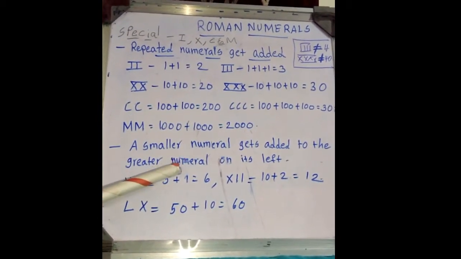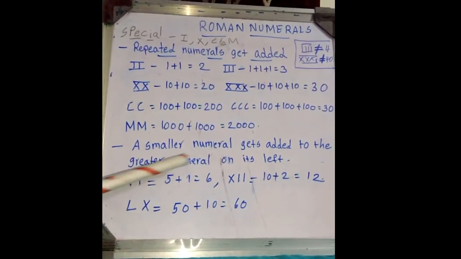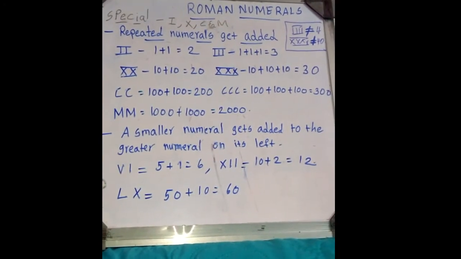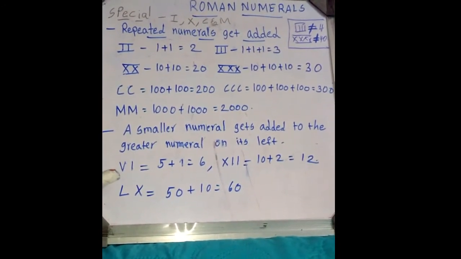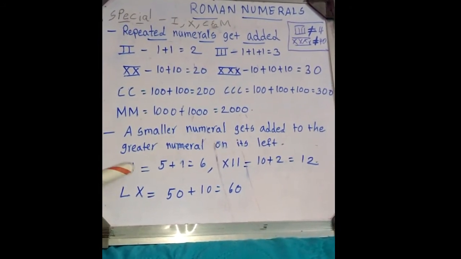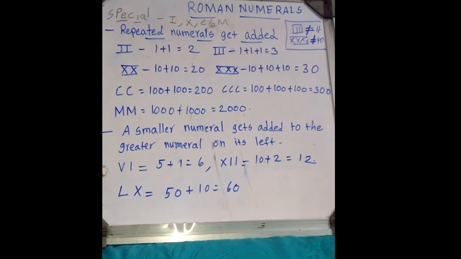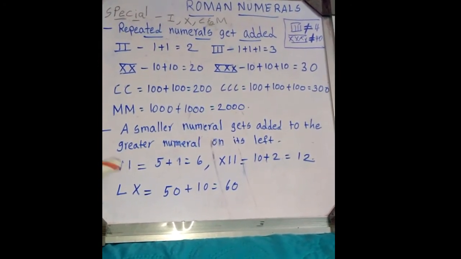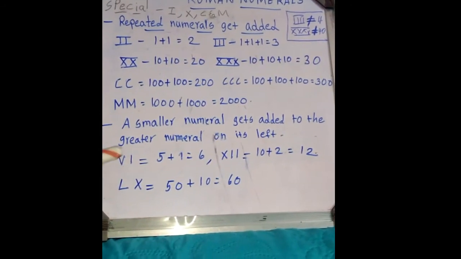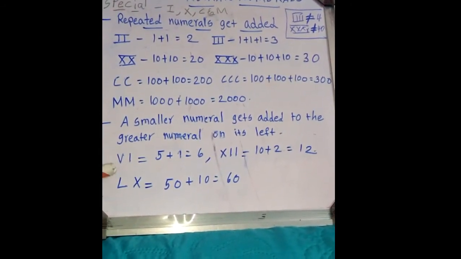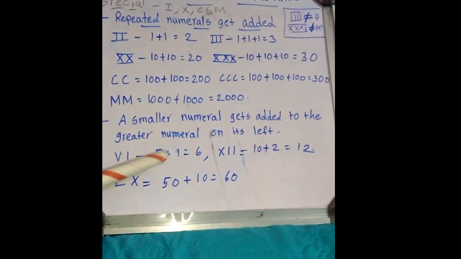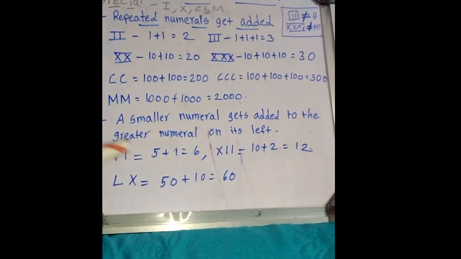A smaller numeral gets added to the greater numeral on its left. Whenever you want to add numerals in Roman, you should write the smaller numeral to the right of the greater numeral. Here, V is 5 and I is 1. You should write the greater numeral on the left every time. So if you write these two numerals together, they get added. 5 plus 1 is equal to 6.